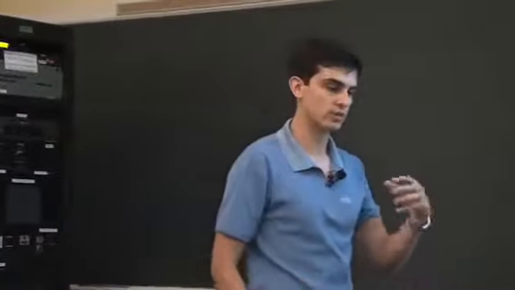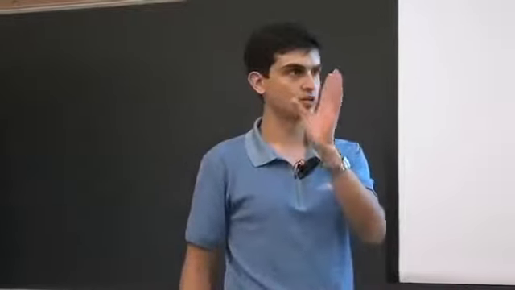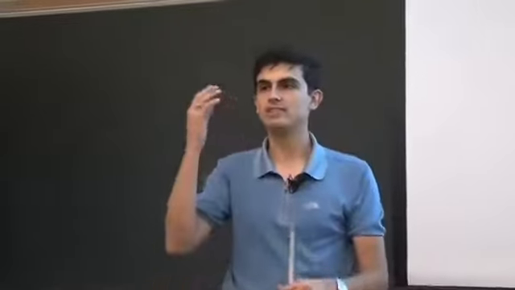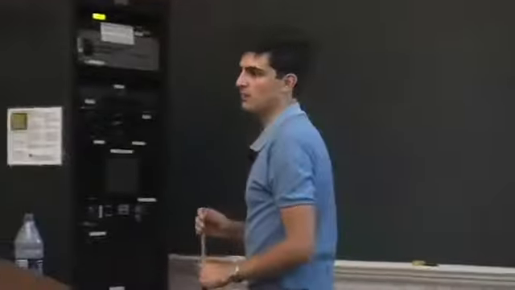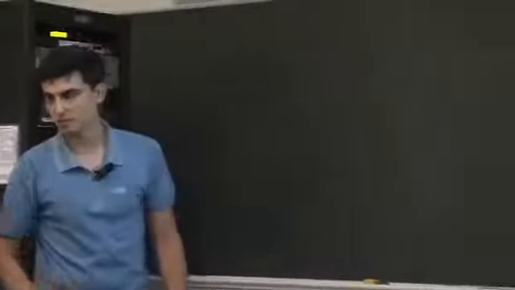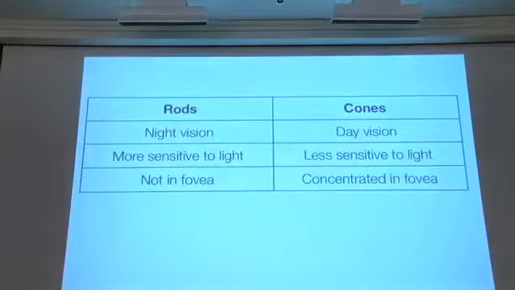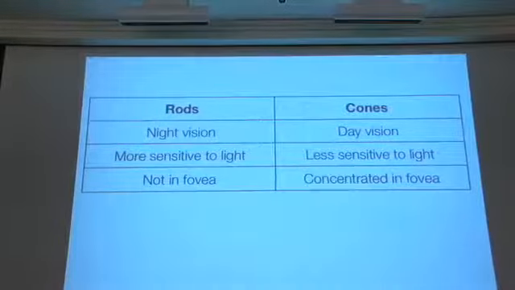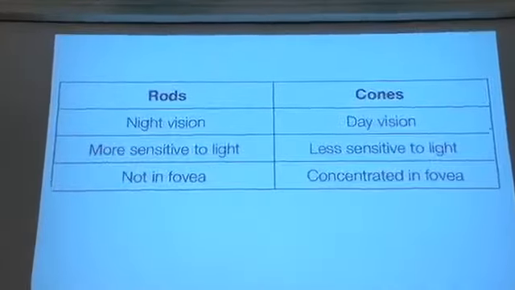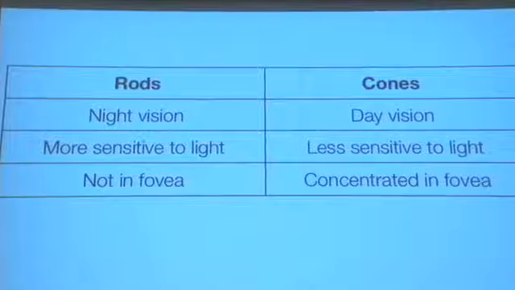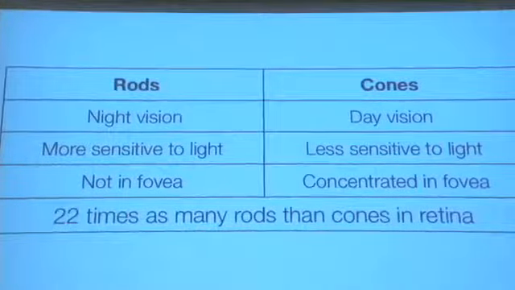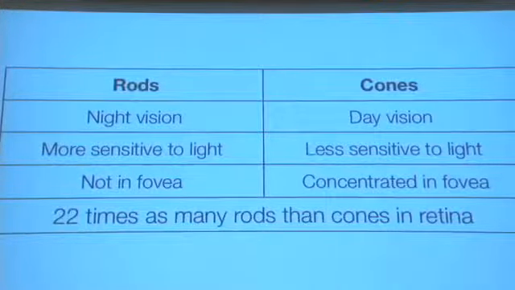So you can't look directly at something. If you want to see something with more visual acuity at night, you need to look slightly away from it and just pay attention to the periphery of your vision. This means that rods are more sensitive to light, whereas cones are less sensitive to light. The rods are not in the fovea, whereas the cones are concentrated in the fovea, and this is what gives us a lot of the results I was just talking about.